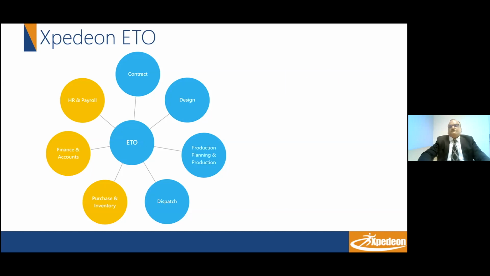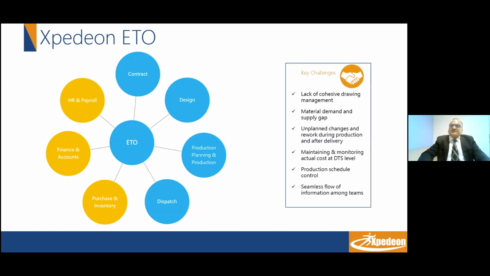Expedient has ensured that the key challenges of ETO industries are addressed. These are lack of cohesive drawing management, challenge in material demand and supply, unplanned production and its control, maintaining and tracking cost at the DTS level, production schedule control. We have understood how these challenges are addressed in Expedient.